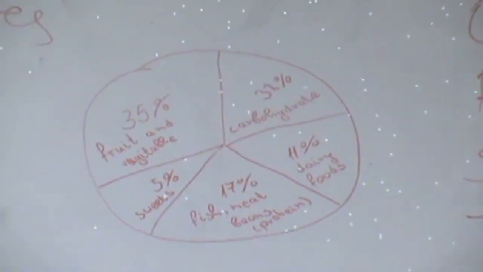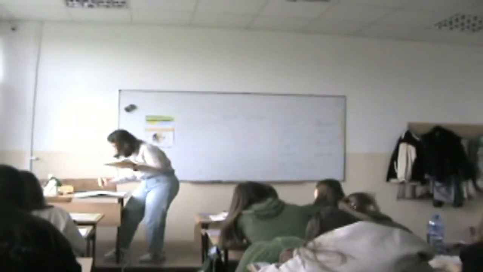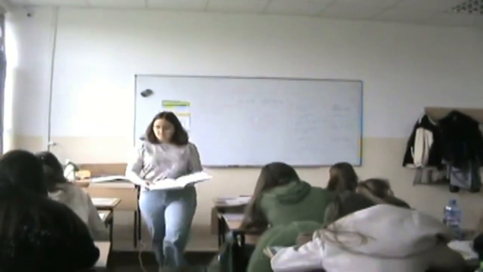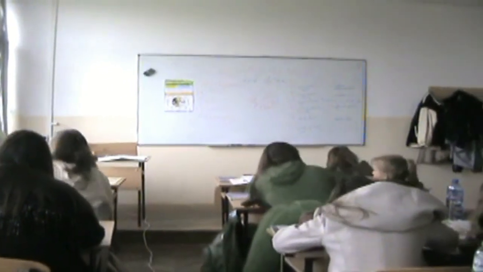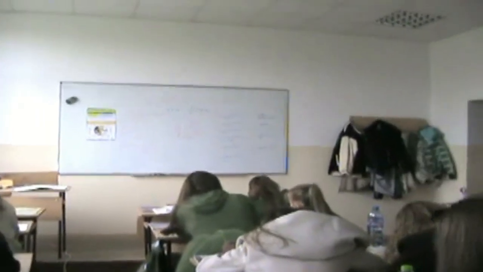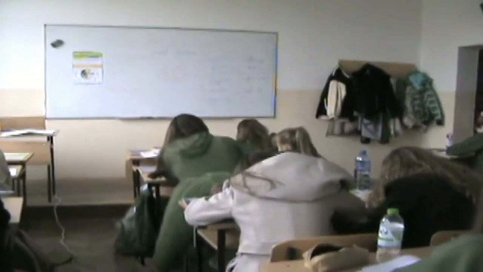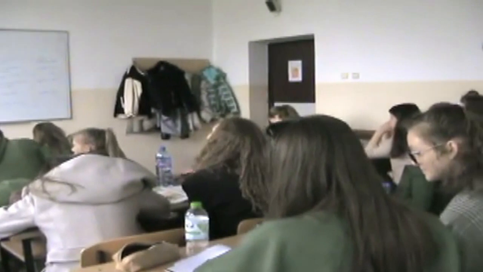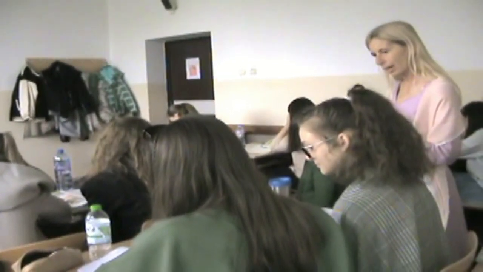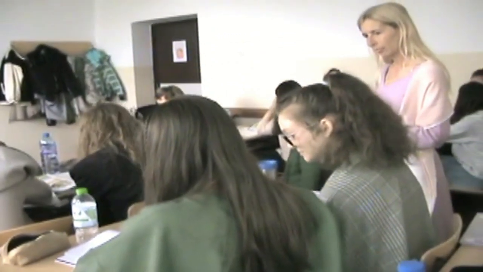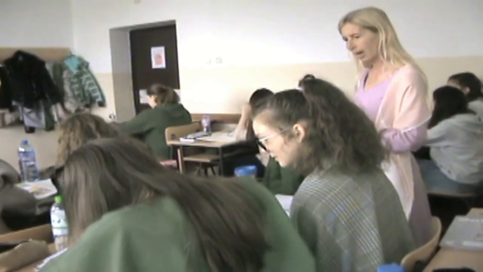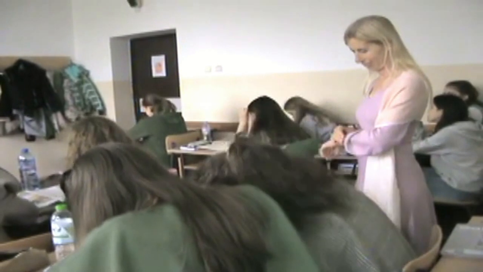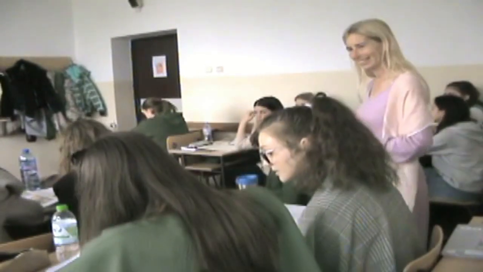Thank you, Annie. Okay, Paulina, can you read your diagram, the percentage of the different kinds of food? You can just read them for the class, okay? So, 33% of fruit and vegetables, right? Okay. What about meat, fish, eggs? How many percent? Okay.